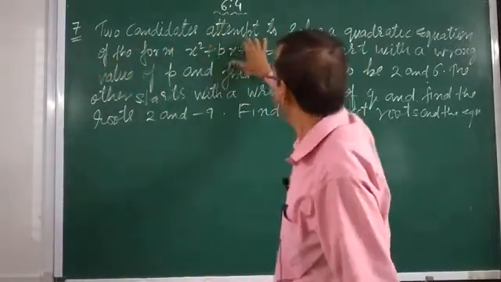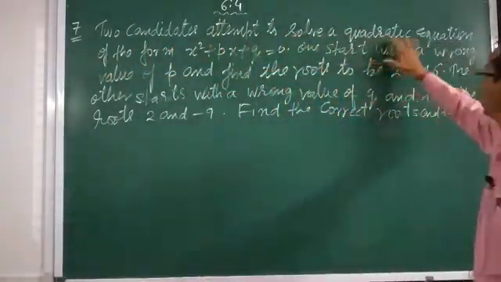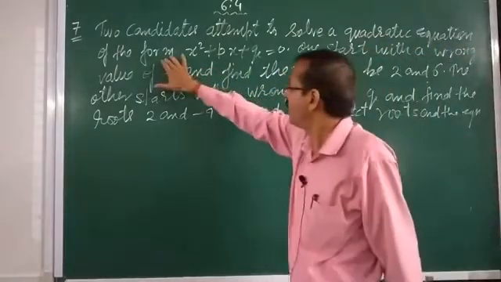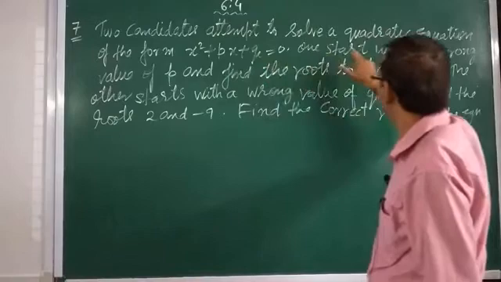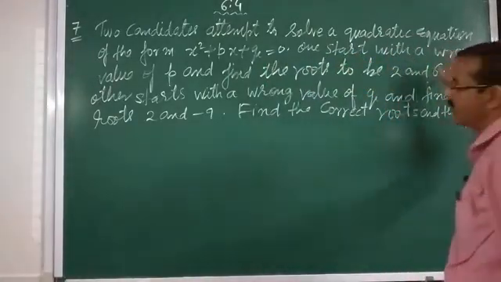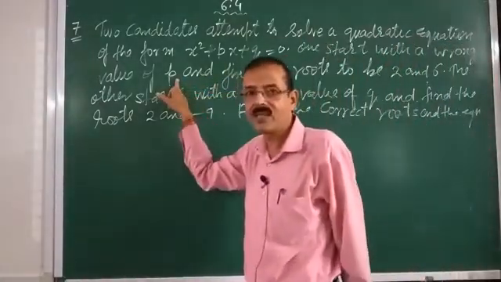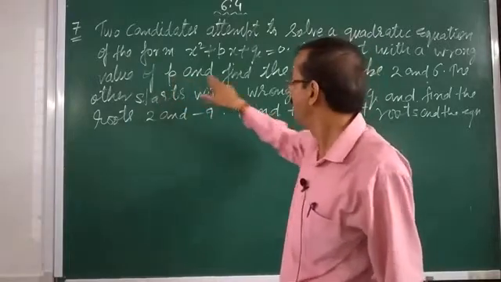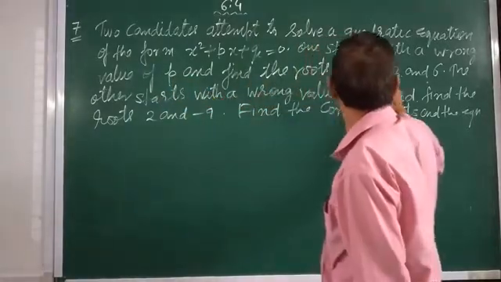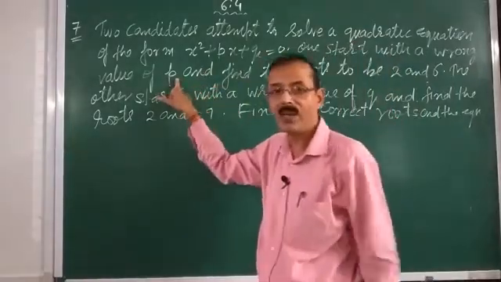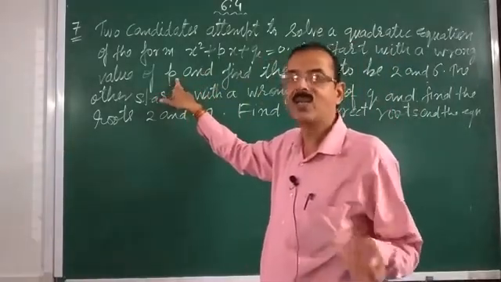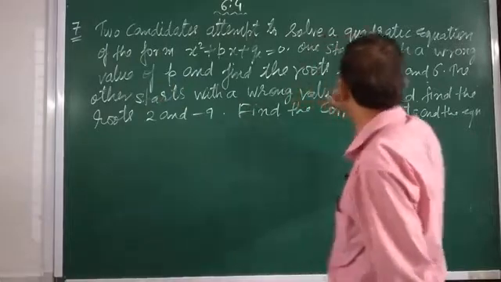Two candidates attempt to solve a quadratic equation of the form x square plus px plus q is equal to 0. One starts with a wrong value of p and finds the roots to be 2 and 6. P was wrong but q was correct in this case.